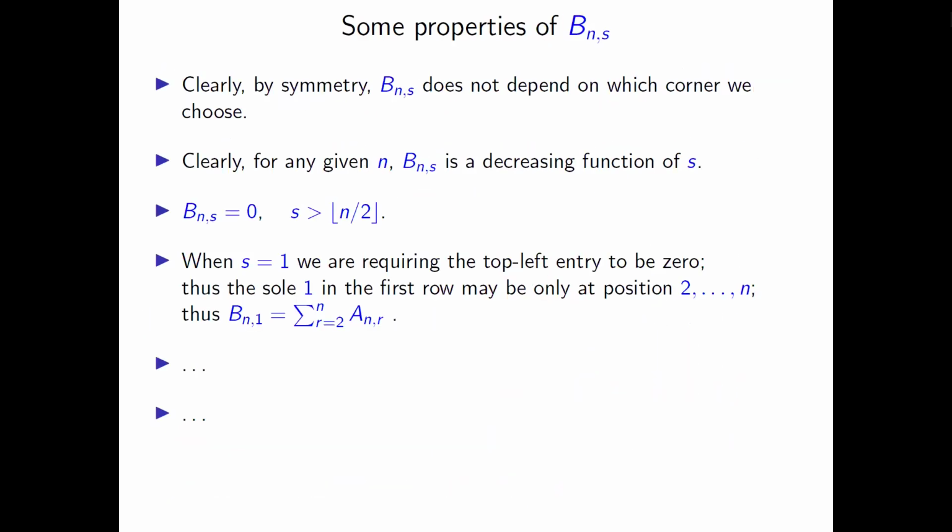But first, let me mention a few properties of this. I will denote this frozen corner enumeration by B_{N,S}. So, of course, it does not depend on the corner. You can choose any of the four corners for this frozen square. And if you think a little bit, B_{N,S} is a decreasing function of S. It is a strictly decreasing function for S smaller than the integer part of n over 2, and then it's just a constant 0. I will show you why in a minute. And also, if S is equal to 1, you are asking for having a 0 in the top left corner. So you are asking for the sole 1 in the first row to be anywhere but the first position. And so you have this nice relation.